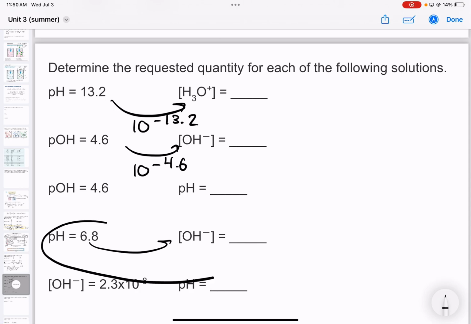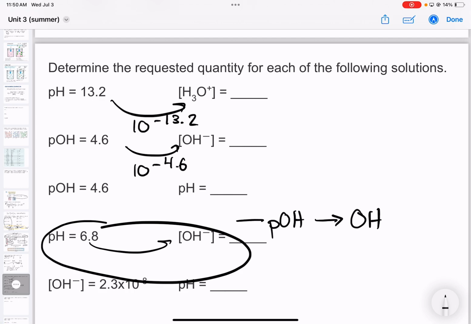And if you had one like this where you got to do 2 steps, I would first get the POH and then go to the OH minus. Okay? All right, maybe we'll do this one as a refresh when we come back next Wednesday, and then we'll finish off all of the material.